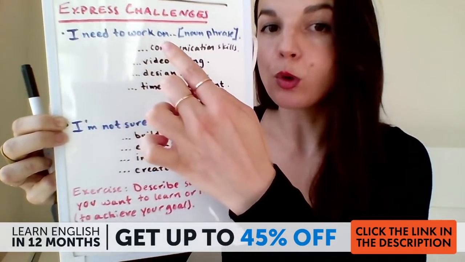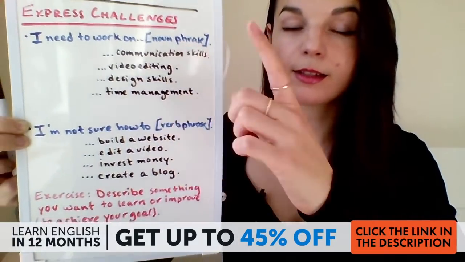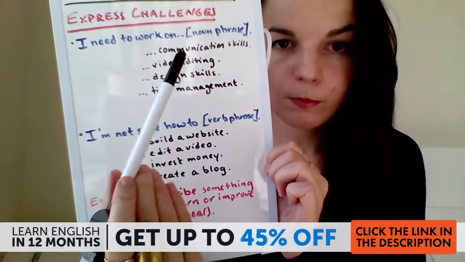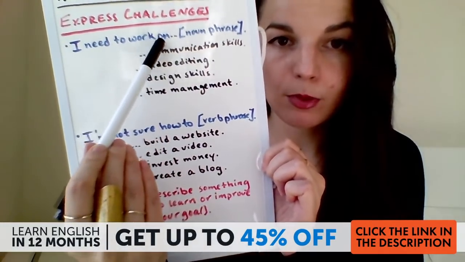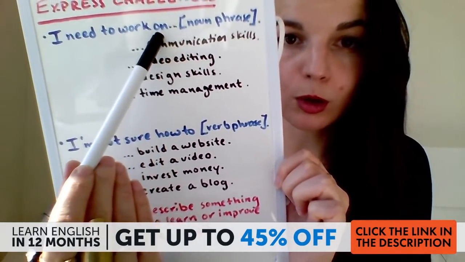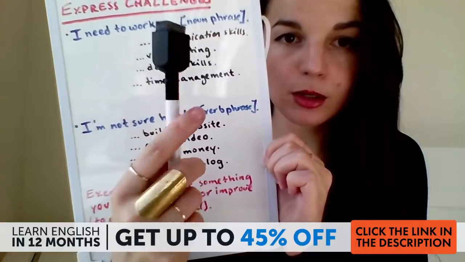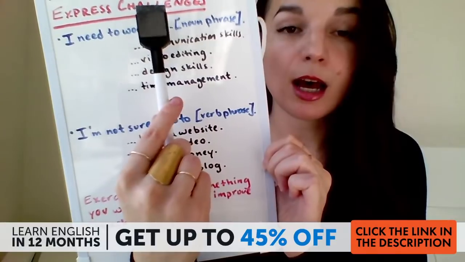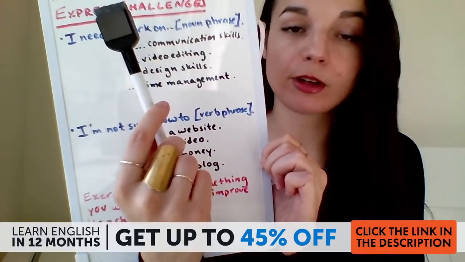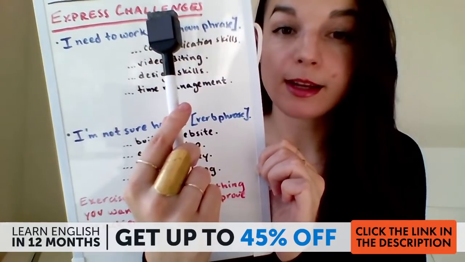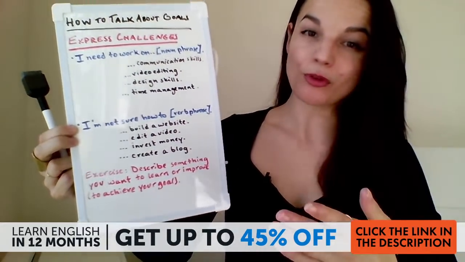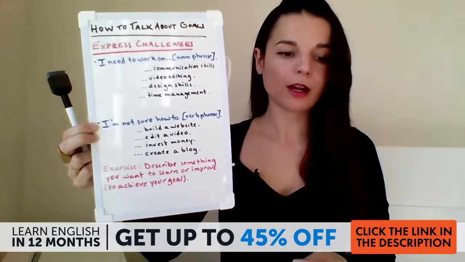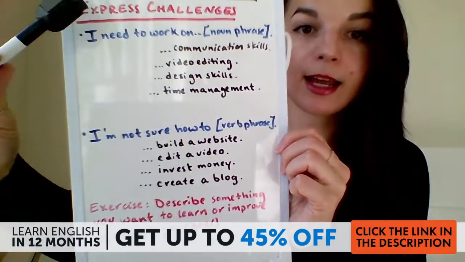I need to work on noun phrase. I need to work on noun phrase. So before I talk about noun phrase, big point right here. I need to work on. You cannot use work in this pattern. It changes the meaning. To work and to work on, they have different meanings. In this sentence, work is incorrect. Work on means improve or use time and energy to do something. Okay? So I need to work on noun phrase.